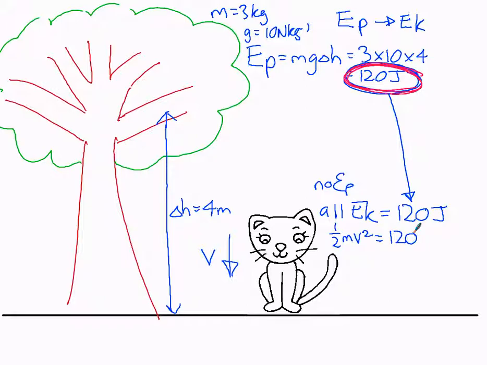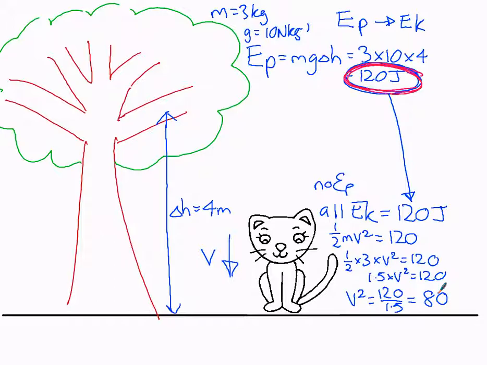We know the mass of the cat, 3 kilograms, remember? A half times 3 times v squared is 120. 1.5 times v squared is 120, just doing the half times the 3 to get that to one number. We need to rearrange this now. We need the 1.5 on the other side. We're multiplying, so we need to divide it. So v squared is 120 over 1.5, which equals 80.